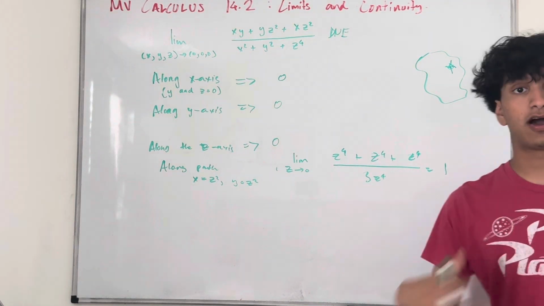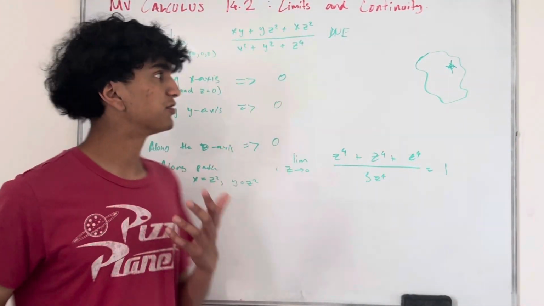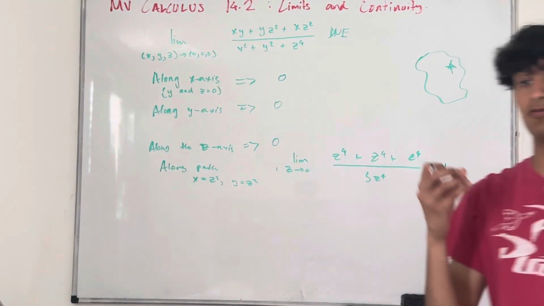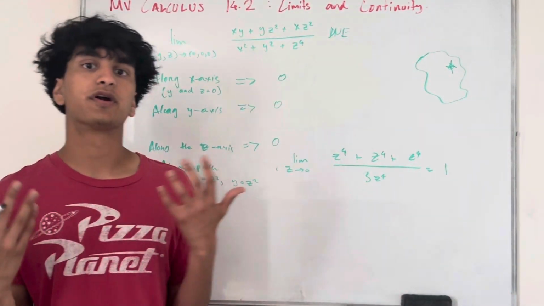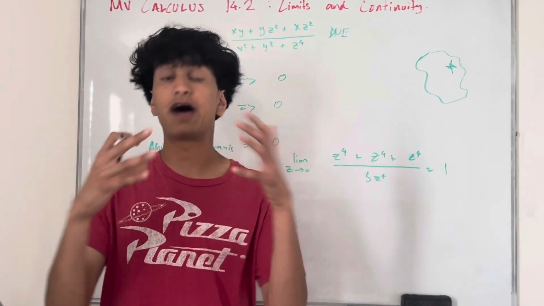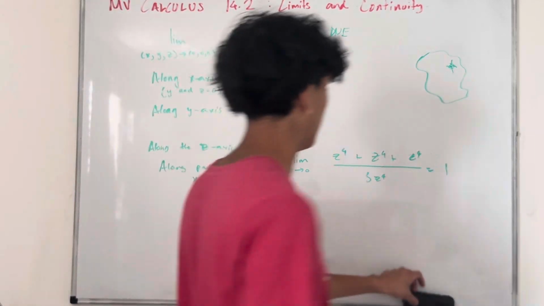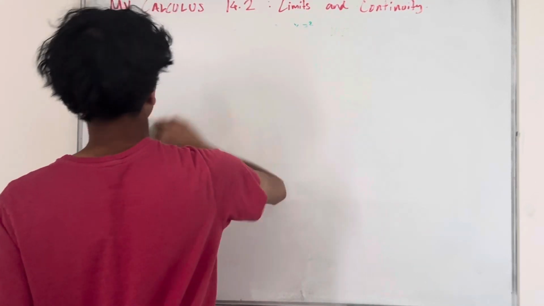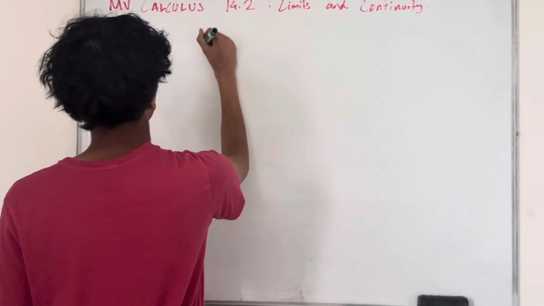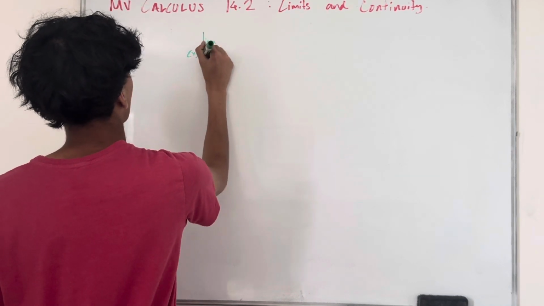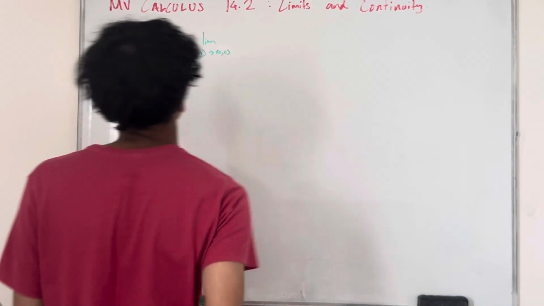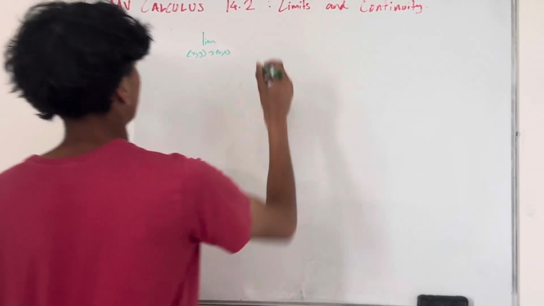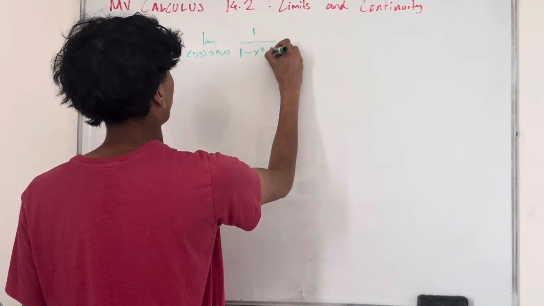So why is that helpful? Well, first of all, polynomials are continuous and rational functions are continuous everywhere except outside the domain. So let's say I had the limit as x, y approaches 0, 0 of 1 over 1 minus x squared minus y squared.